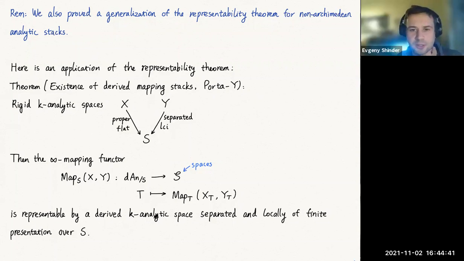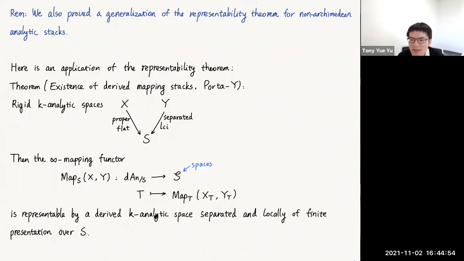Tony, there's a question in the chat. It says, can the representability theorem be viewed as generalizing the Artin-Lurie theorem to the case of derived analytic geometry? I would say it's an analog of the Artin-Lurie representability theorem. He proved this. Maybe. Yeah, in some sense, we didn't really. So it's not the same.